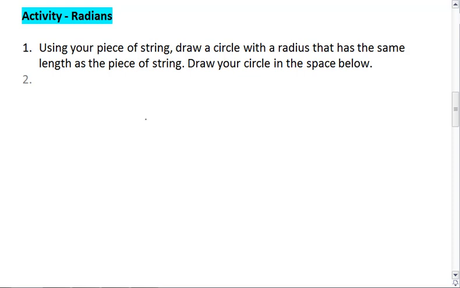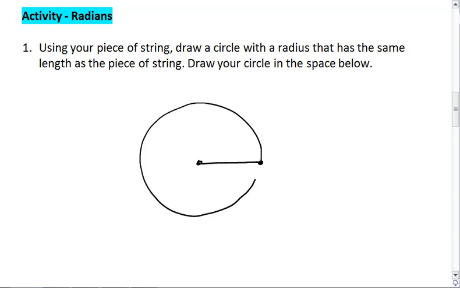I want you to cut off a piece of string. It can be any length you want. You're going to use that length of string and make that string the radius of a circle that you'll then draw. That's the best circle I can get for you. We have radius R, and if you want to, you can write down to the side what your radius is.